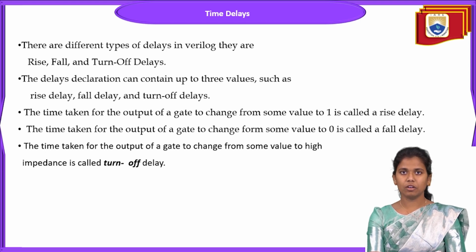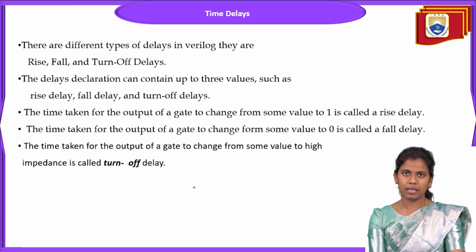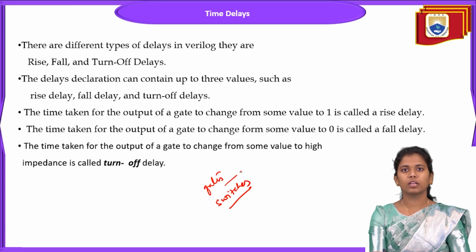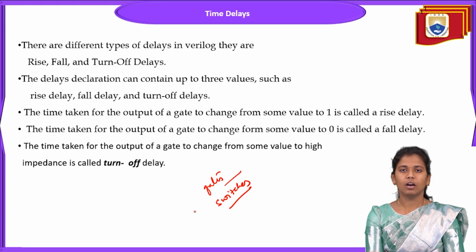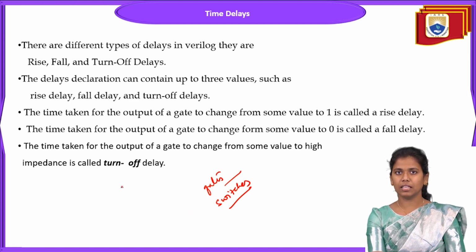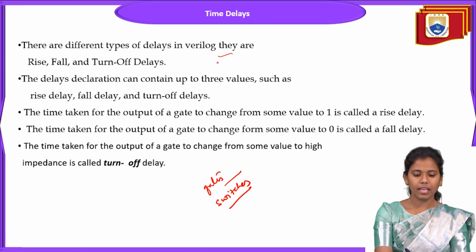Coming to time delays, there are different types of time delays present in Verilog. In the Verilog library, we have different primitives pertaining to the gates as well as the switches. As we are discussing time delays, there are three types of delays present in Verilog. They are rise, fall and turn off delays.